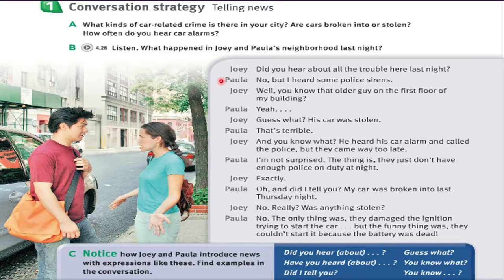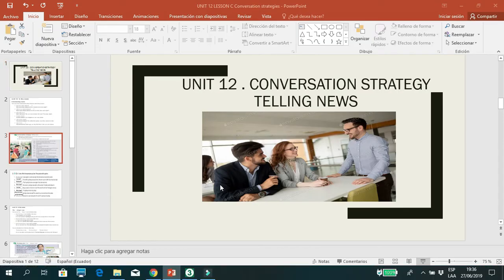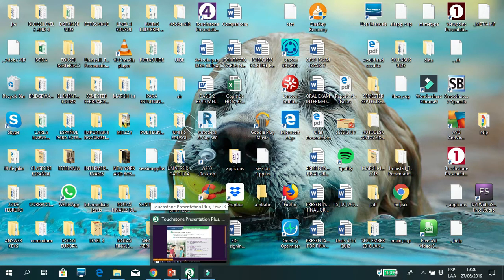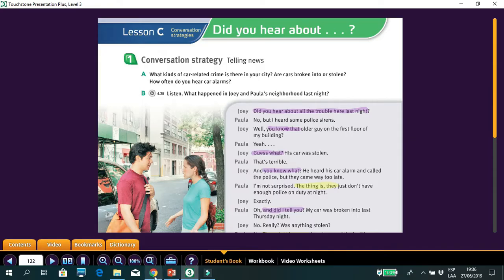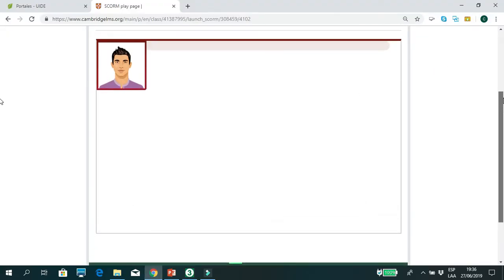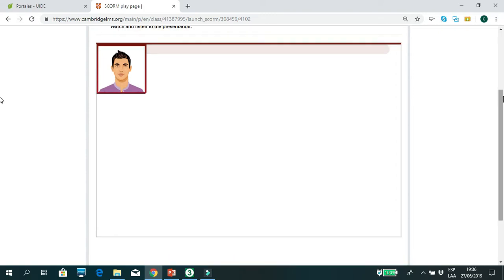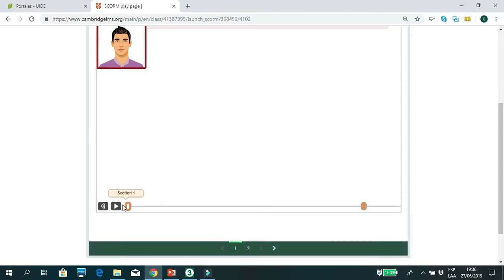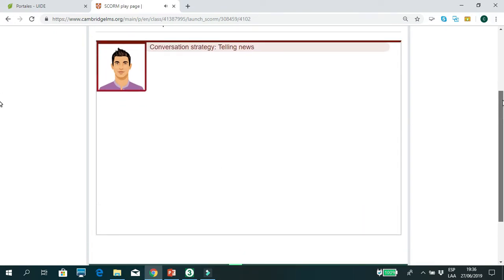Before we go to the example dialogue, we're going to see an example taken from the Cambridge platform. Let's go over the explanation. This is like an introduction to these conversation strategies. Let's pay attention. Strategy: telling news.